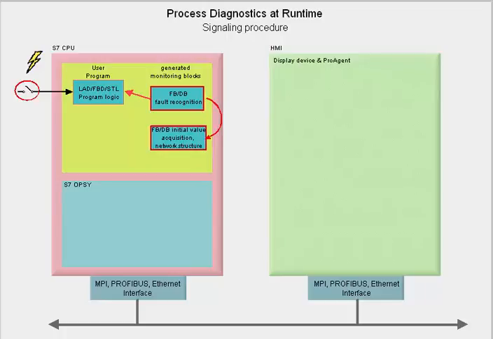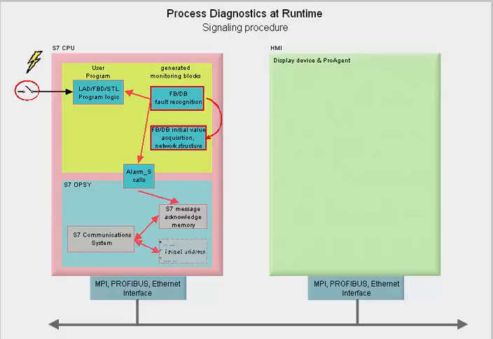Then the fault recognition FB enters the fault information via an internal call of the alarm S blocks into the central message acknowledgement memory in the operating system of the S7 CPU. If the S7 communication system recognizes a change in the message acknowledgement memory, it generates messages to those target devices that have logged onto the CPU concerned. This is defined when the HMI stations are configured.